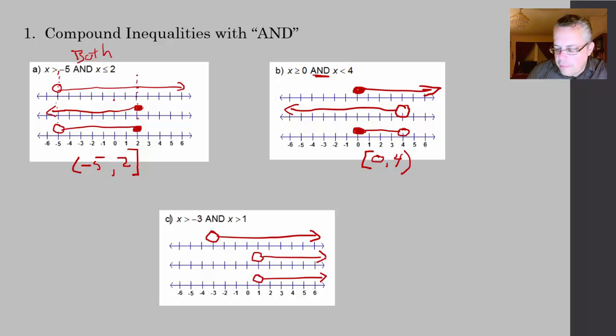So that would be the graph for this one. And if I wrote it in interval notation, open parentheses, it starts at 1 and it goes to positive infinity. Then open parentheses. That would be the interval notation for that one. All right, we're half done.